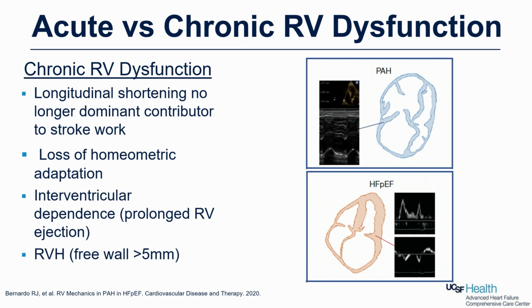You see a loss of longitudinal shortening in the RV as your dominant driver of cardiac output. So now your TAPSE metric, all of a sudden, is a little bit compromised. You also lose your homeometric response, which is that inotropic response of the RV to acute loading. So these patients, under this chronic strain, may not be able to handle the acute load of a pulmonary embolism.